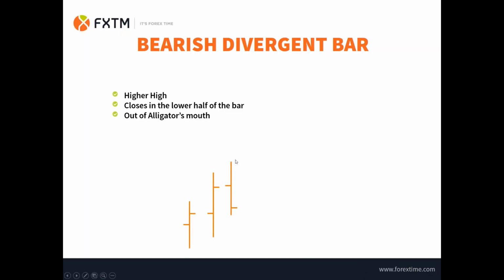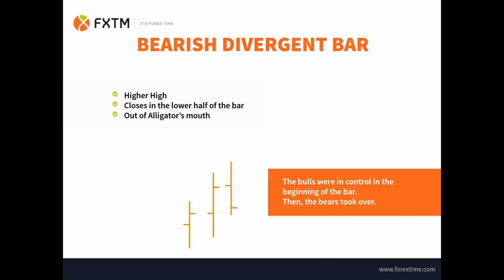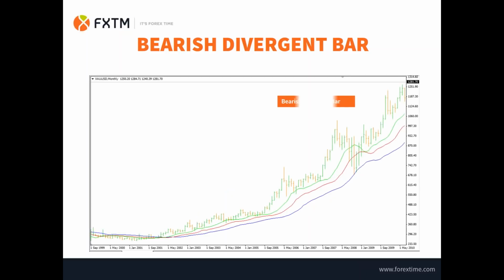Do you see the higher high here? The high of this current bar is higher than the previous bar. And then it closes right here below the midpoint of the bar. And of course, again, very important that this bearish divergent bar is out of the mouth. So let's try and identify these bars on our chart.